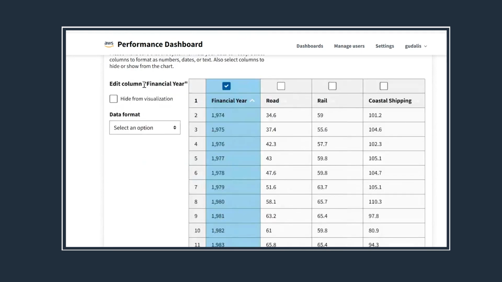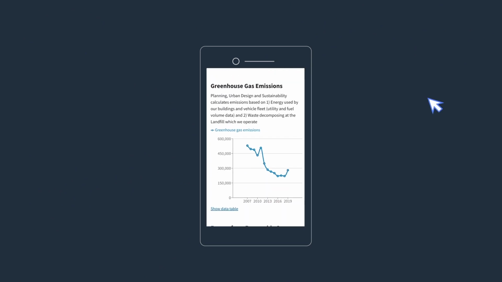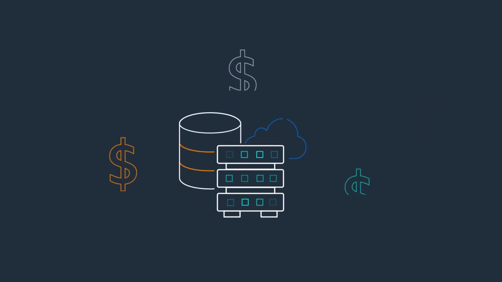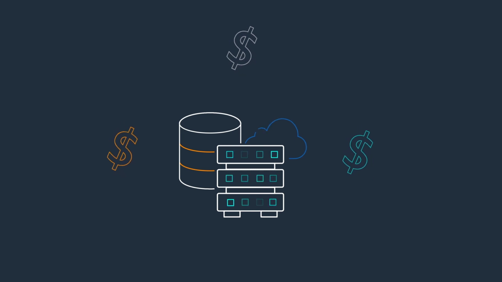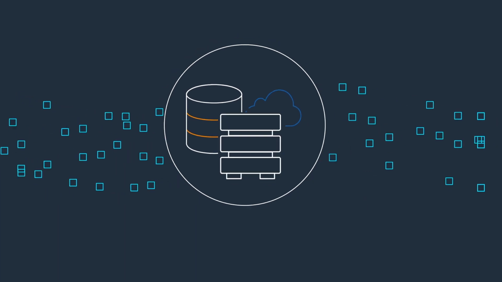We designed Performance Dashboard on AWS for your audience's diverse needs. By default, your performance dashboards are accessible and mobile-friendly. With no servers to manage or licensing fees, you can keep your costs and overhead at a minimum. The solution is open source, so you can customize the available code.